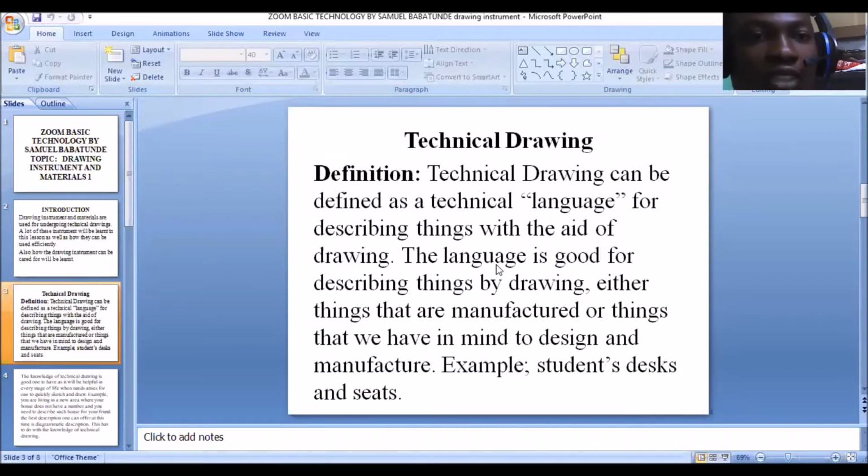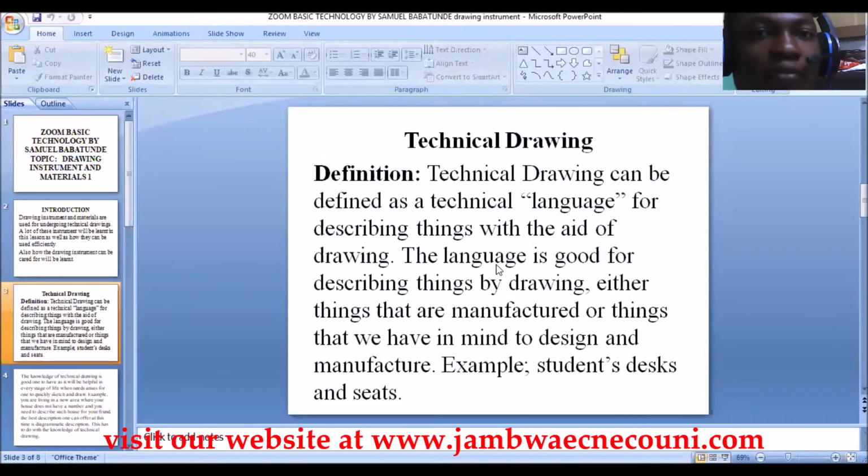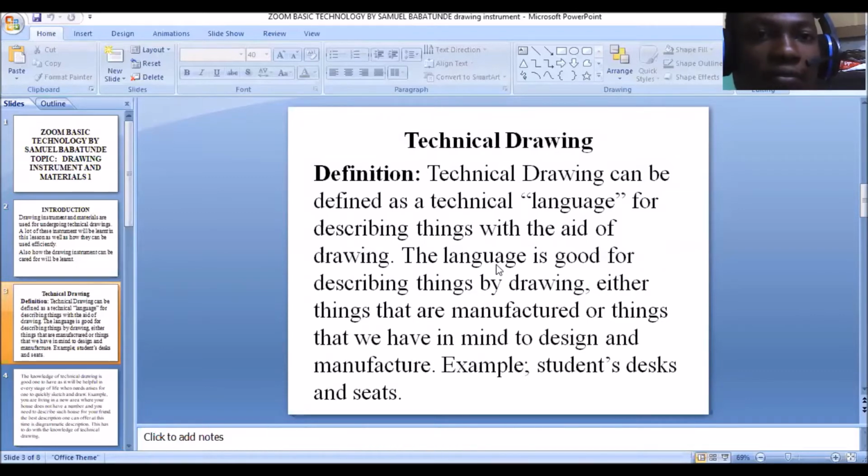The language is good for describing things by drawing, either things that are manufactured or things that we have in mind to design and manufacture. Almost every one of our equipment today, or every one of our machines that are designed today, even our buildings, are actually put down first into drawing before they are made. Now, this drawing is a language, and we call it a technical language because it is a technical drawing. So we say this technical drawing, which is a technical language, is good for describing things by drawing them.